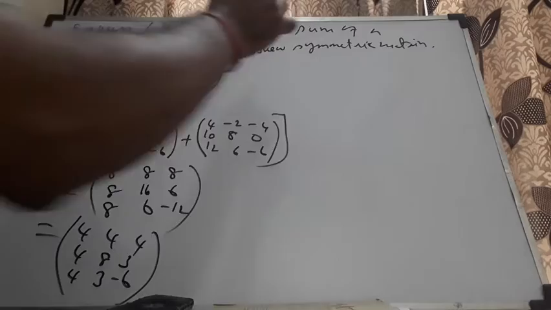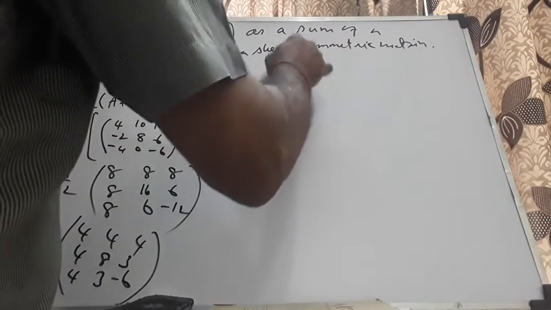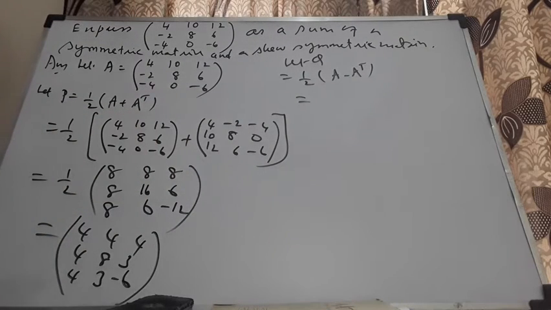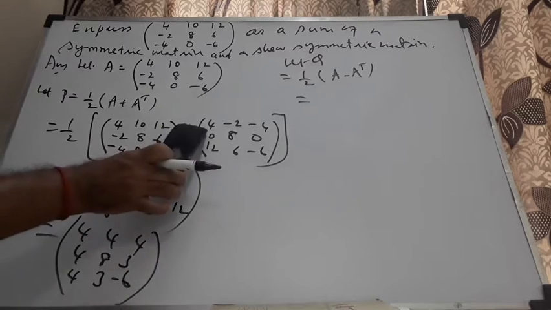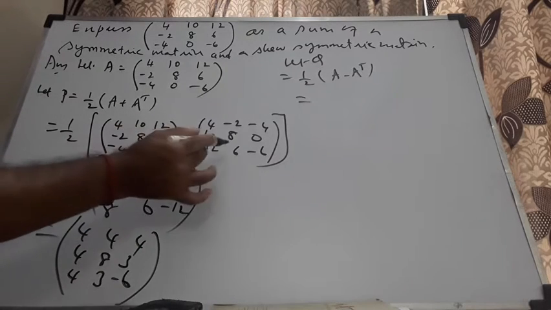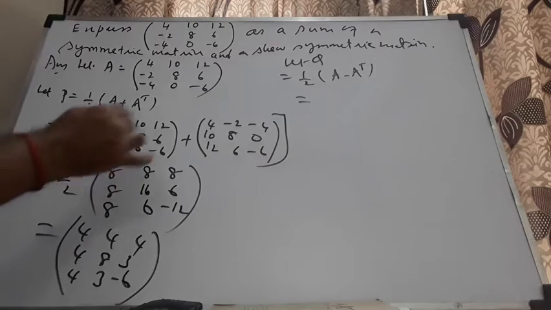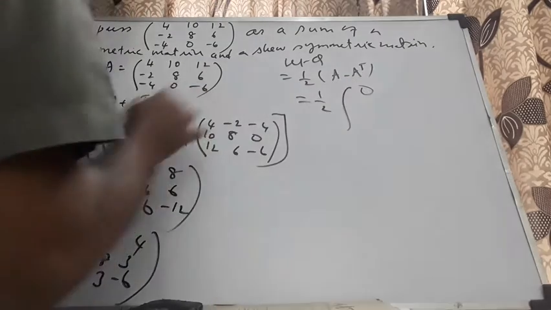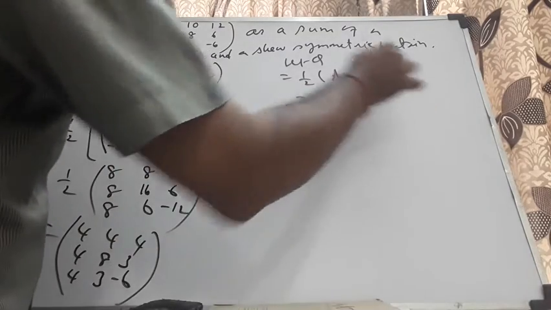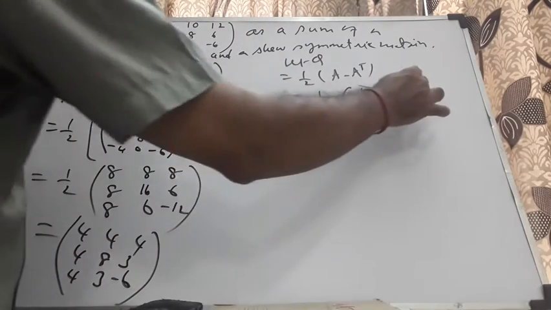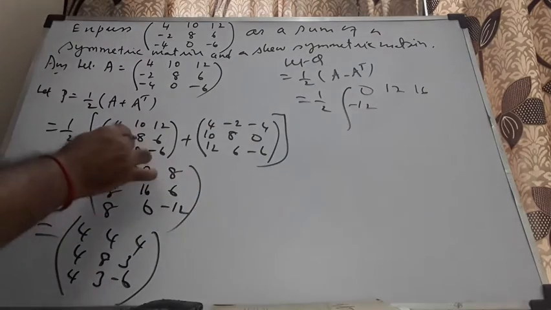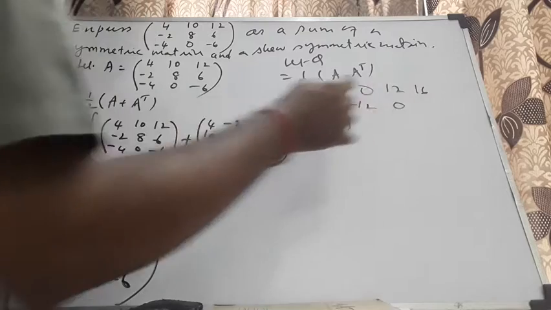Now listen carefully. Let Q equal half of A minus A transpose. The space is very limited here, so having the minus sign, I am explaining. This is my A, this is my A transpose. 4 minus 4 is 0. Then 10 plus 2 becomes 12. Then 12 plus 4 becomes 16. Then minus 2 minus 10 is minus 12. Then 8 minus 8 is 0.